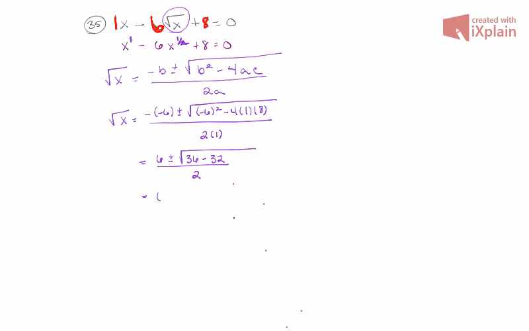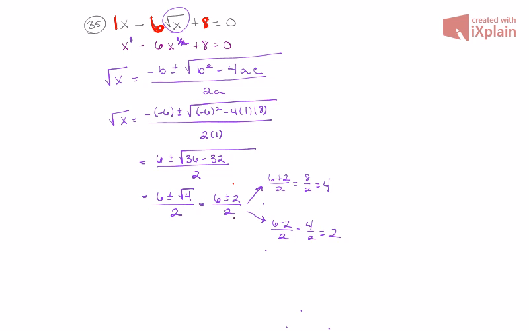So this is equal to 6 plus or minus the square root of 4, over 2, which we can then simplify to be 6 plus or minus 2 over 2. And then recall that this is going to break off into two situations. One of these is 6 plus 2 over 2, and the other is 6 minus 2 over 2. This becomes 8 over 2 or 4, and this becomes 4 over 2 or 2.